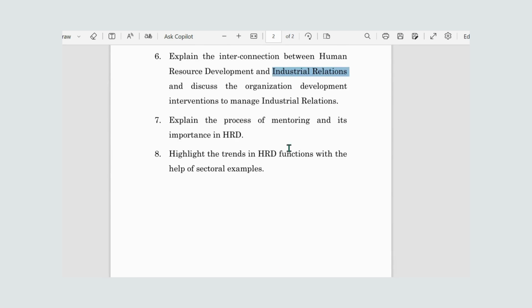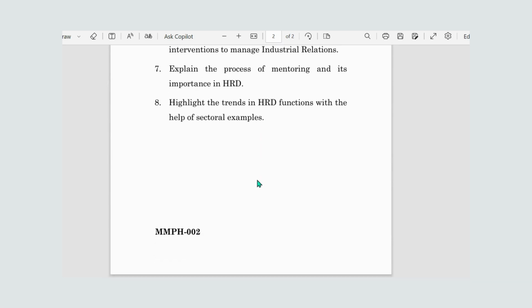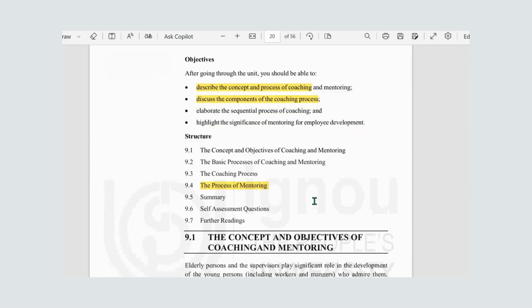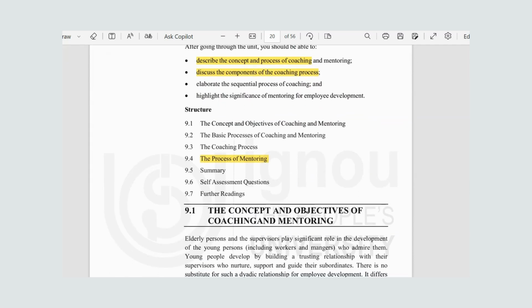The seventh question is explain the process of mentoring and its importance in HRD. So this question also has come from Block 3, Unit 9, Counseling, Coaching and Mentoring. In this unit, you can find the answer for the process of mentoring. Okay, so let's see what is mentoring.